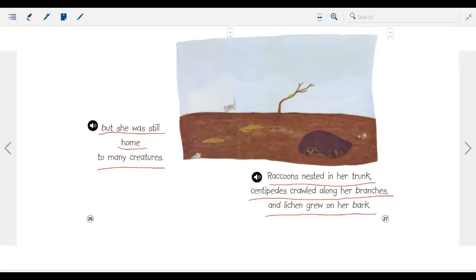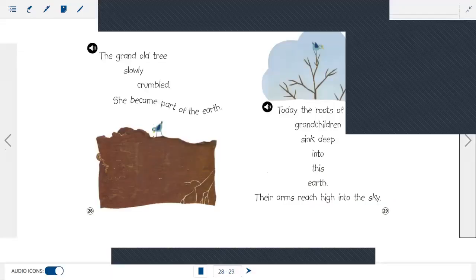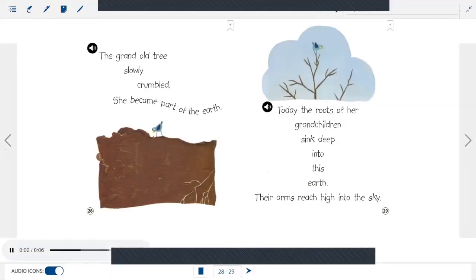What other animals do you see in the picture? I see mice. Do you see the mice? So now animals live in the grand old tree. The grand old tree slowly crumbled. She became part of the earth. Today the roots of her grandchildren sink deep into this earth. Their arms reach high into the sky.